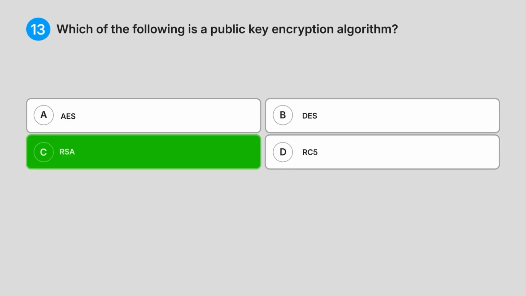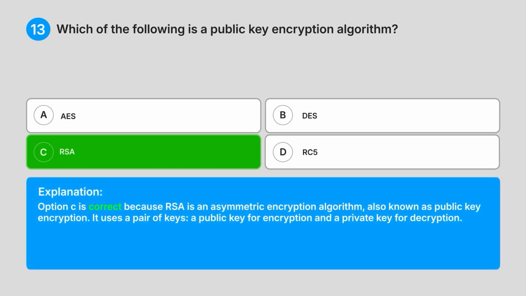Correct answer, C. RSA. Explanation: option C is correct because RSA is an asymmetric encryption algorithm, also known as public key encryption. It uses a pair of keys, a public key for encryption and a private key for decryption.